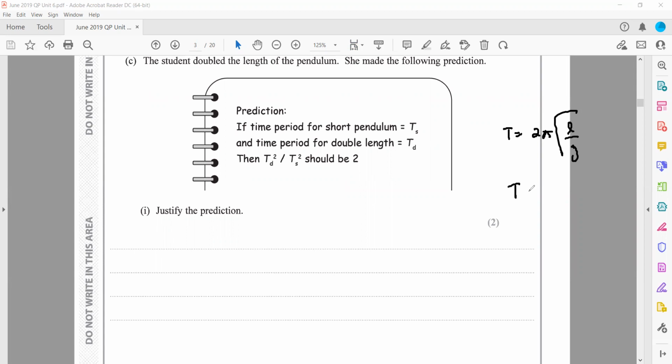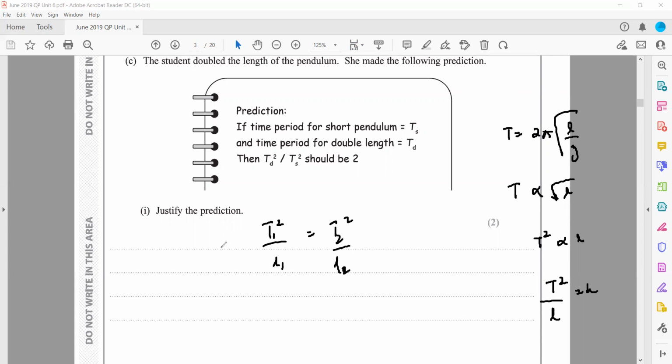So I can also say that the time period is directly proportional to under root L. Or we can say T square is proportional to L. And whenever two quantities are directly proportional, their ratio is constant. So T square over L is equal to K. So I can say T1 square over L1 is equal to T2 square over L2. Like if the first pendulum length is L1 and its time period is T1, the second pendulum length is L2 and its time period is T2.